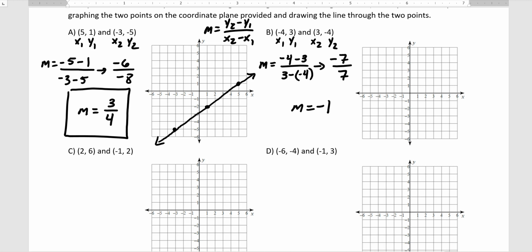All right, let's check our work here. So I'll go -4, 3, and 3, -4. That'd put me right here. Now notice m equals -1, so that's the same as -1 over 1. So it's saying down 1, right 1. Down 1, right 1, and so on. And hey, what do you know? We end up going through the point that we wanted at 3, -4. So let's go ahead and draw our line through those points.